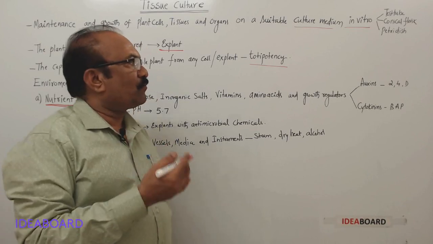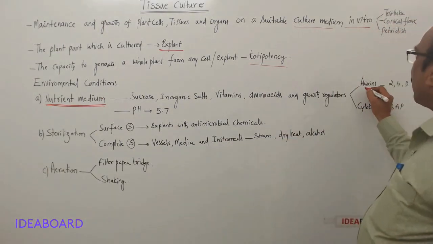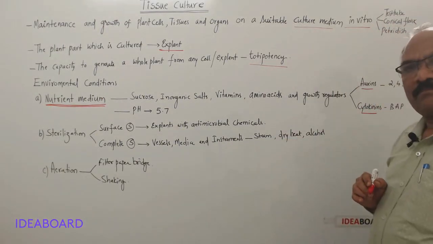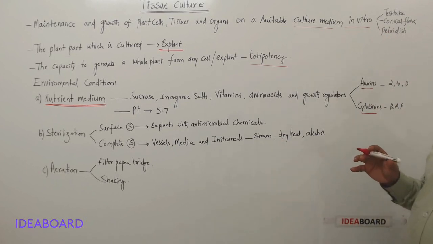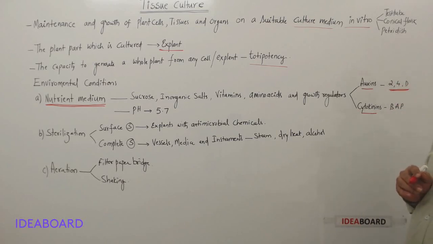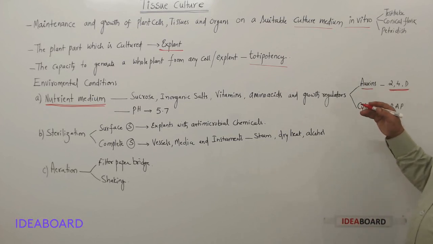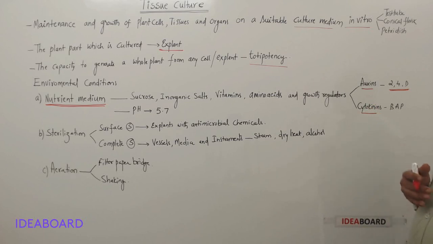Hormones are required, and which hormones are added in the medium? Auxins and cytokinins. But of course, natural auxins are not added in the nutrient medium. A synthetic auxin known as 2,4-D is used. What is this 2,4-D? 2,4-dichlorophenoxyacetic acid. And don't forget that this is used even as a weedicide. But here we are using it for the purpose of cell division and cell elongation and root differentiation.